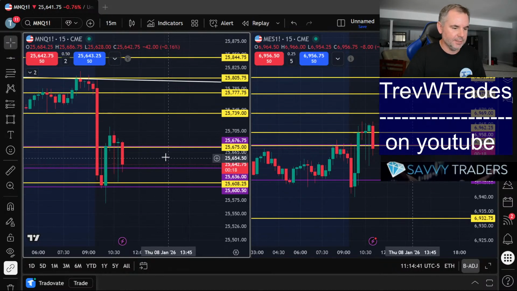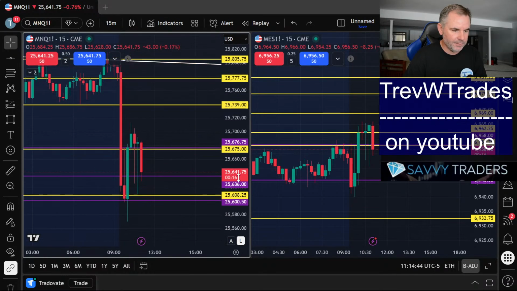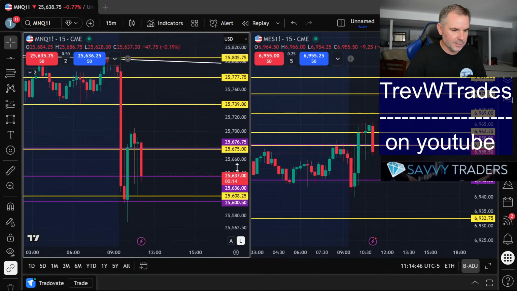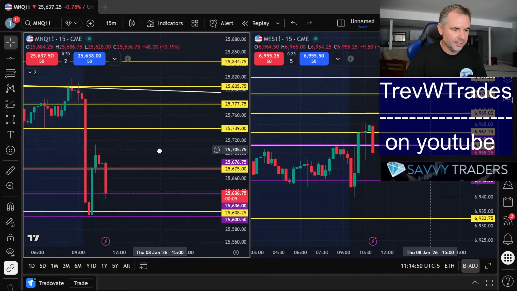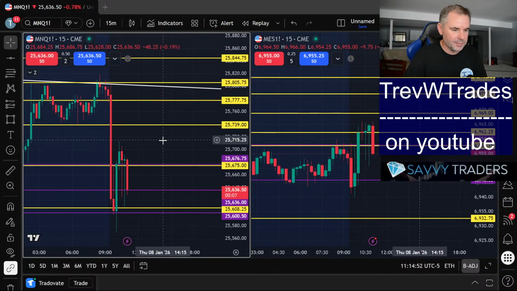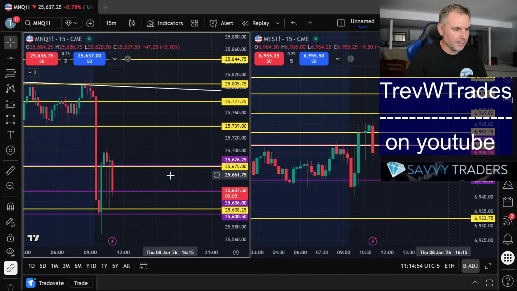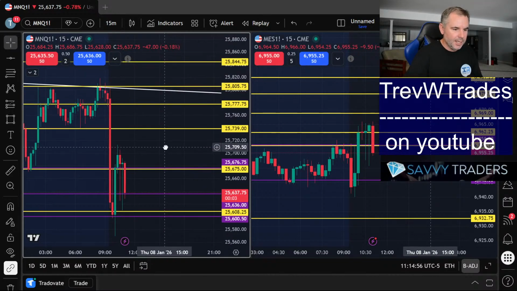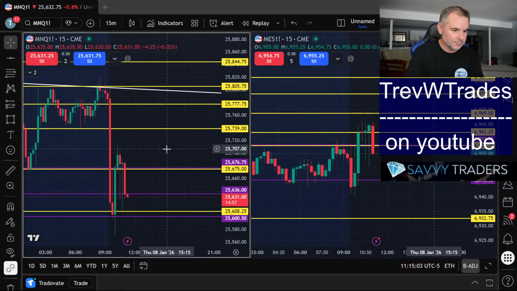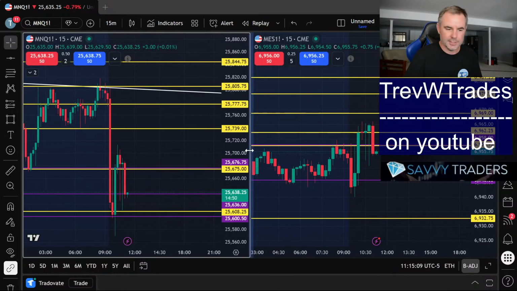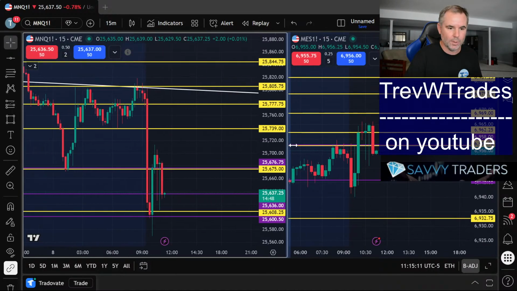What are we doing today? So all of the purple lines are Brad's Savvy levels, and all of the yellow lines are support and resistance. Let's just look intraday. Maybe we'll do it backwards today, start intraday and then work our way out. I'm only going to do one side.